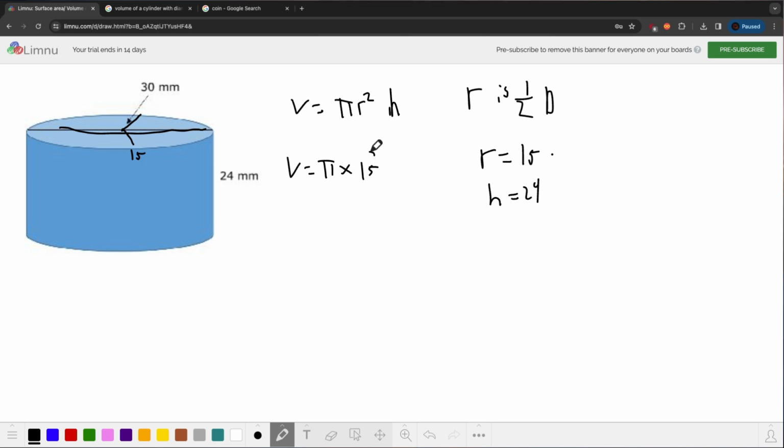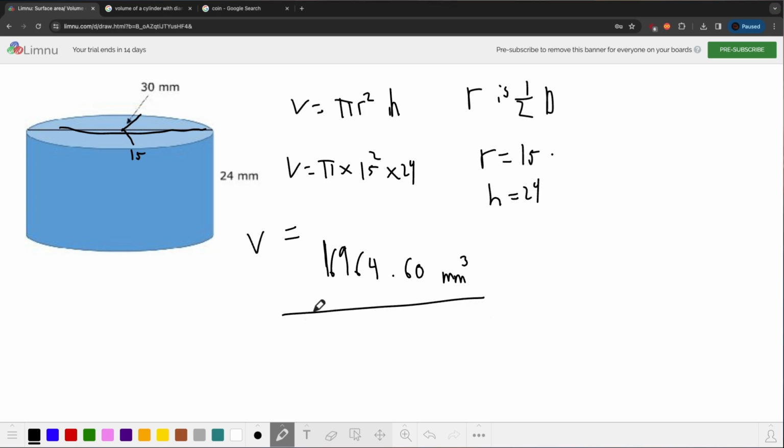So pi times 15 squared times 24. And if you put that in your calculator, you will get pi times 15 squared, 16,964. It's quite a long number, 16,964.600. So that's just going to be 60 millimeter cube. That is it.